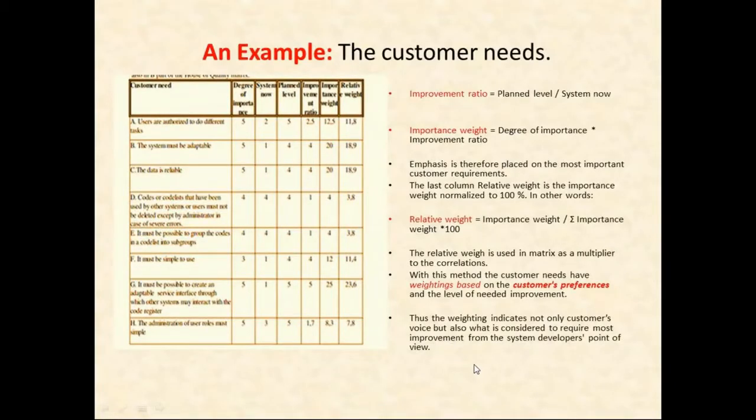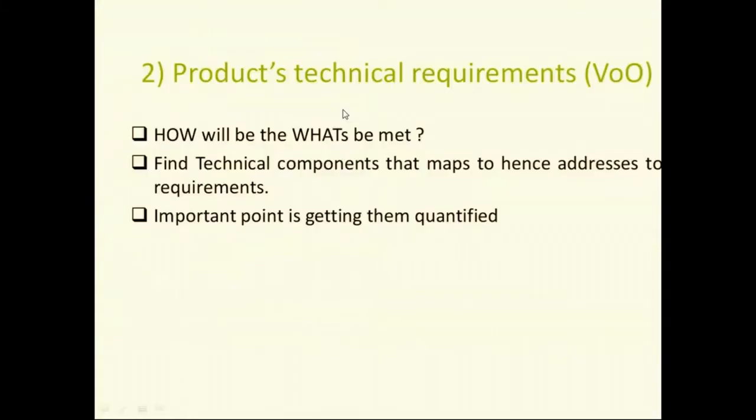So the next point is the product's technical requirements. How will you get those? The previous one was the whats and how the calculation is done. Then based on those whats, how those whats can be accomplished, that is the how, and the technical requirements are developed. So finding the technical components, they will be mapped to address the requirements. The important point is getting them quantified.